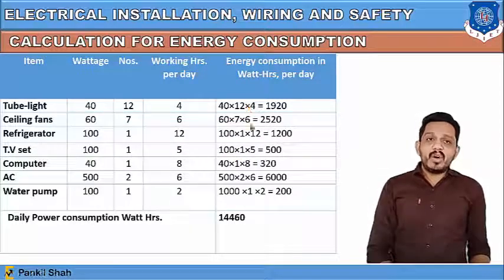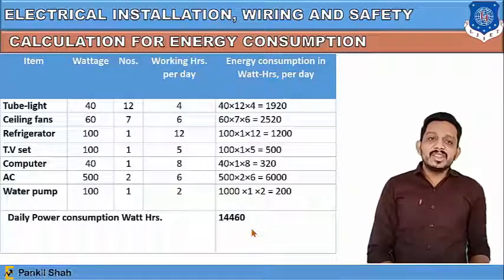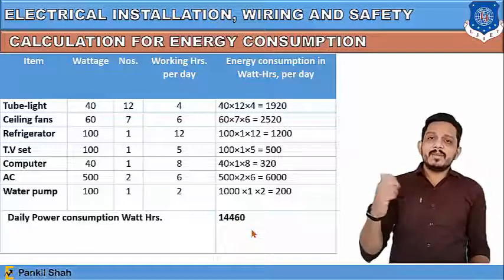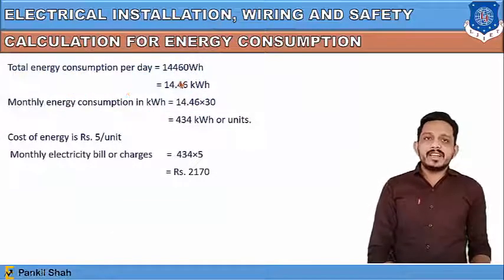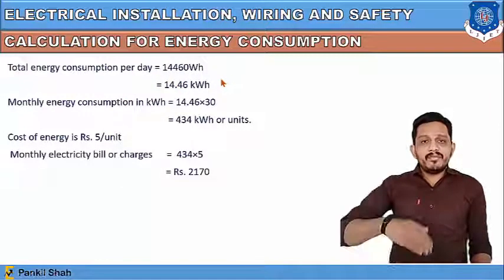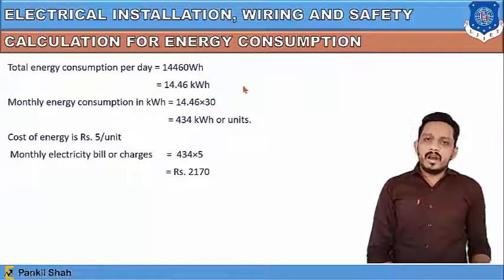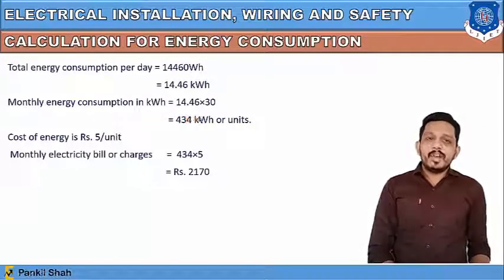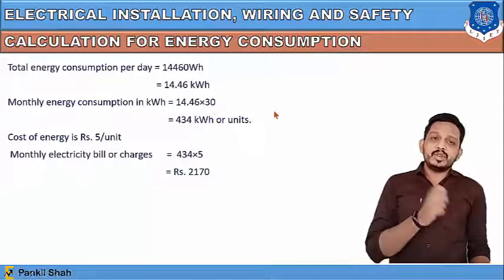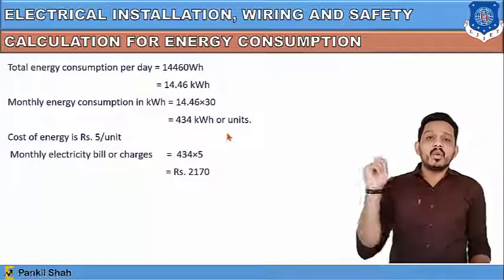Now if we add all the watt hour capacities, it will be 14,460 watt hour used in that bungalow per day. Now we have to calculate the electricity bill. The total energy consumption per day is 14,460 watt hour. If we convert it into kilowatt hour, it will be 14.46 kilowatt hour. The monthly energy consumption in kilowatt hour is 14.46 for one day, into 30, so it will be 434 kilowatt hour. This is for the whole month.